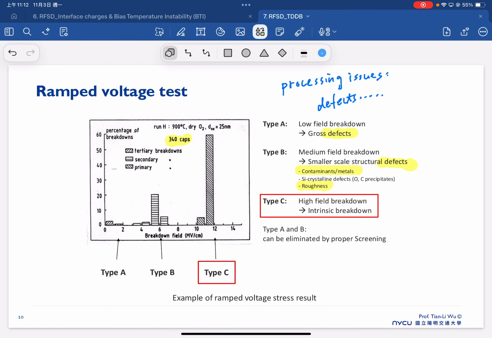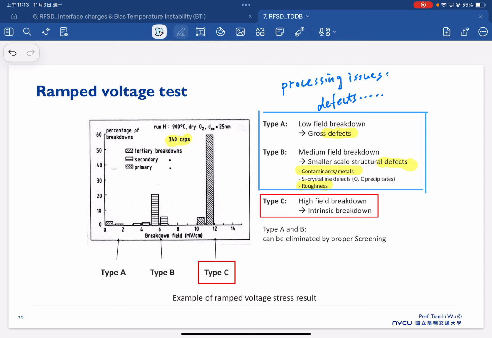So we will consider this part as one general category, because this is coming from defects, coming from the process, which is not mainly due to the intrinsic dielectric property. It's due to extrinsic factors. The extrinsic factors include the defect, process, cleanliness, uniformity, surface roughness, and so on. So that's why we normally call this extrinsic reliability.